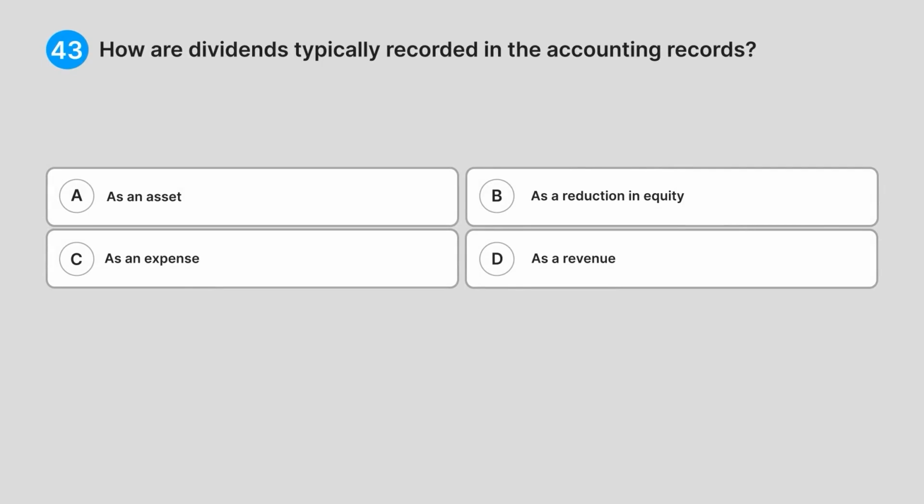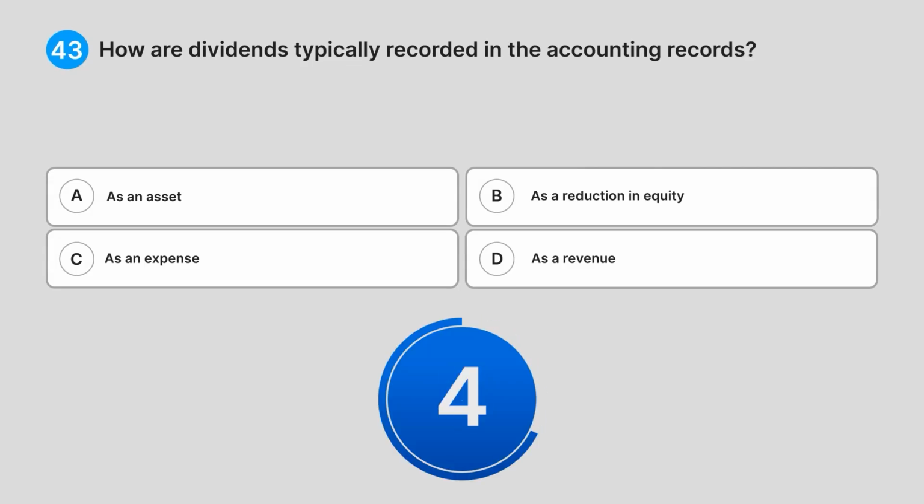43. How are dividends typically recorded in the accounting records? A. As an asset. B. As a reduction in equity. C. As an expense. D. As a revenue. Do you know the answer?